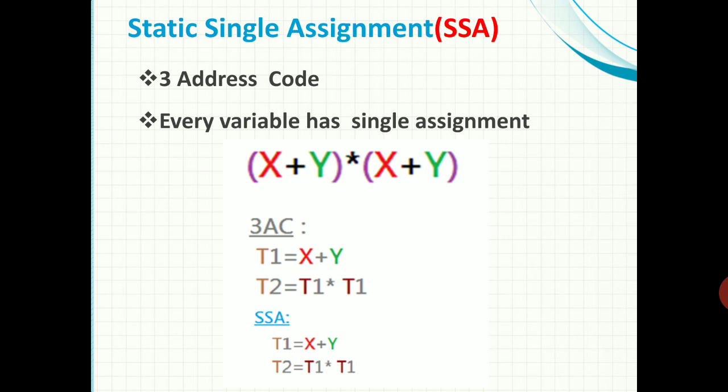So T1 equal to x plus y is the same as the SSA representation. Then come to T2 also. T2 has only one meaning, or a single assignment. So it will correspond to the SSA code for the source code. This is the specialty of static single assignment, that every variable has only one single assignment, or single meaning.